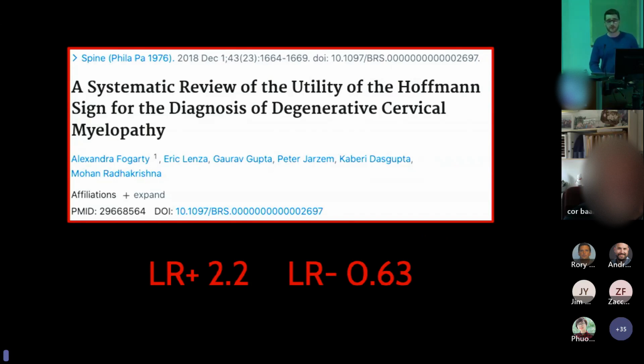One systematic review published in 2018 by Fogarty examined the usefulness of the Hoffman sign, specifically in degenerative cervical myelopathy. 45 articles underwent full review. Only 3 were of sufficient quality and 2 with a sufficient number of patients. Analysis indicated that the Hoffman sign had a positive likelihood ratio of 2.2 and a negative likelihood ratio of 0.63. So a positive Hoffman alone will only lead to a small change in post-test probability of degenerative cervical myelopathy.